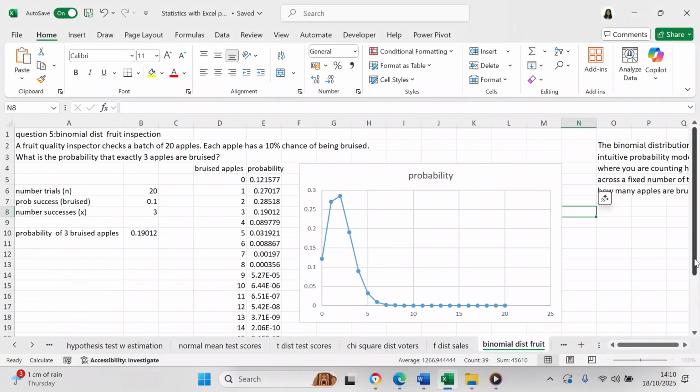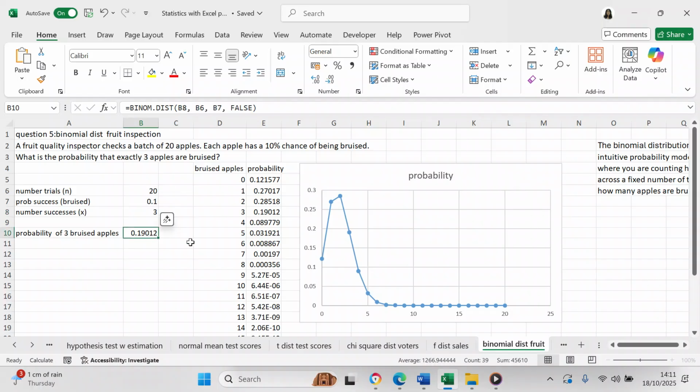So basically, we're going to do a practice question about a fruit inspection. A quality inspector checks a batch of 20 apples. Each apple has a 10% chance of being bruised. What is the probability that exactly 3 apples are bruised? So your number of trials is going to be 20, and your probability of success is going to be 0.1. So each apple has a 10% chance of being bruised. And the number of successes is going to be 3.